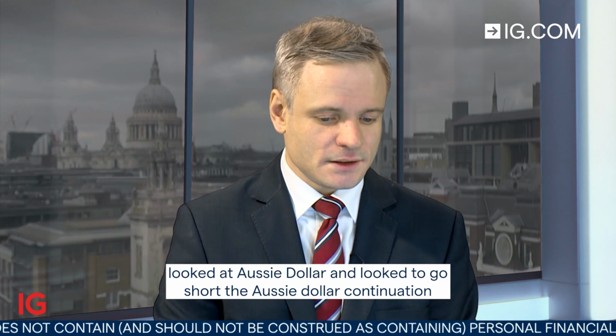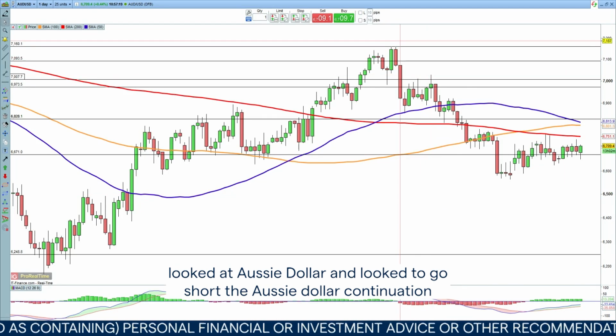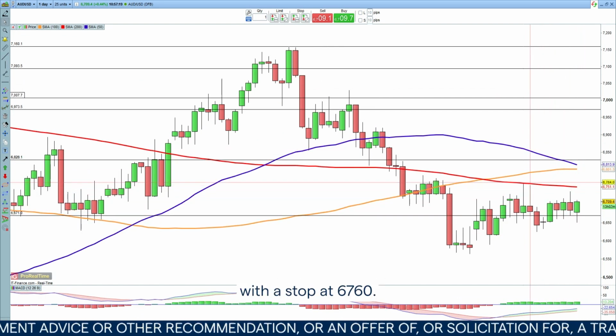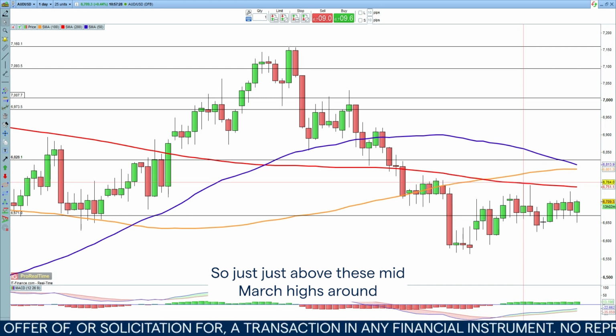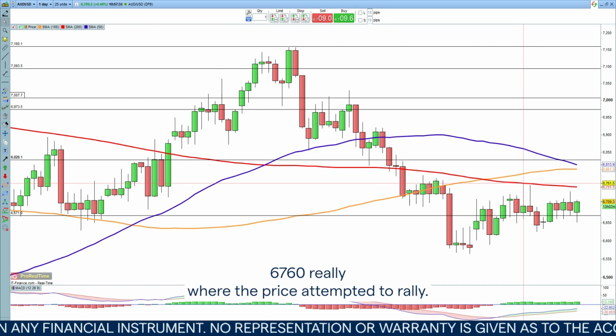IG's market analyst Axel Rudolph looked at Aussie dollar and looked to go short the Aussie dollar as a continuation of this downward move from February really, with a stop at 67.60, so just above these mid-March highs around 67.60, where the price attempted to rally.